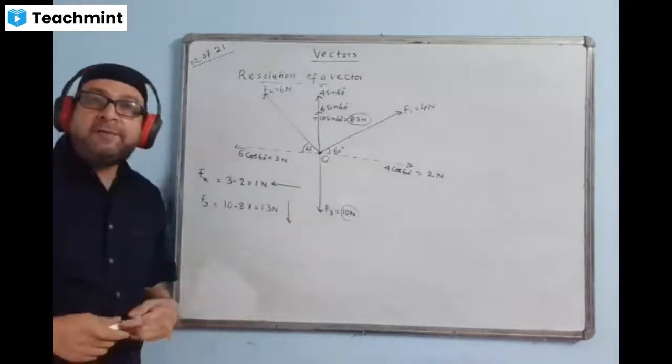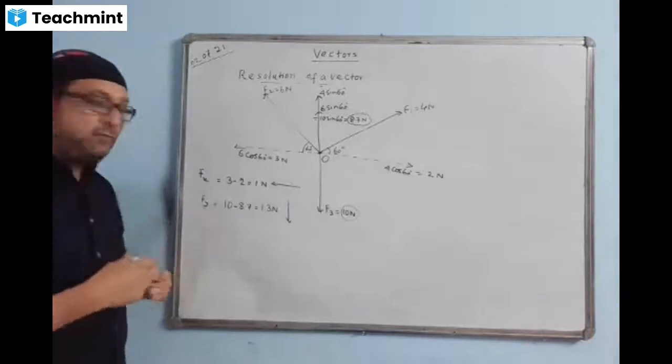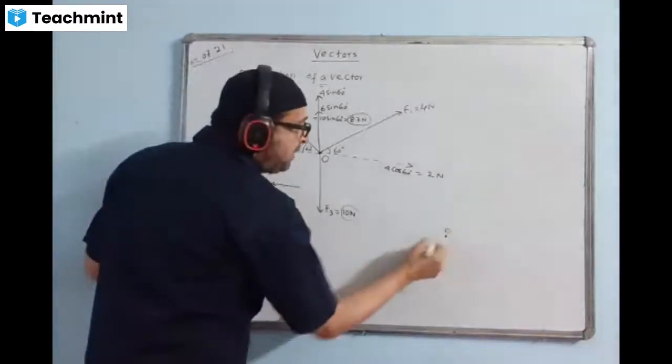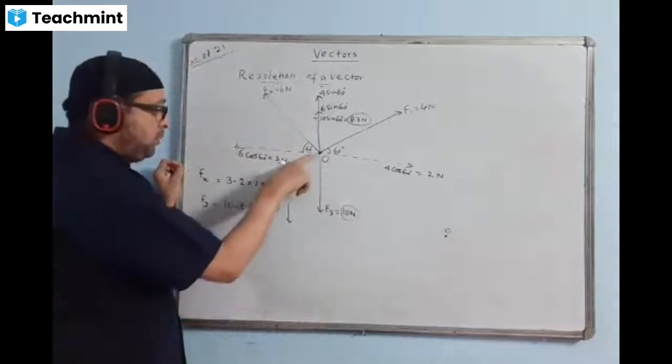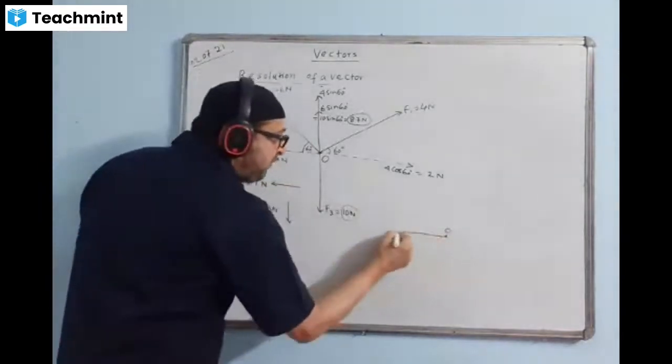Now, what do we have to do with the Fx and Fy? We'll be finding the resultant of these two, I mean the total of these two. We can draw a new diagram here. Start with the origin, the point O. This one is coming like this. Fx is like this. We'll show it like this. Fx.